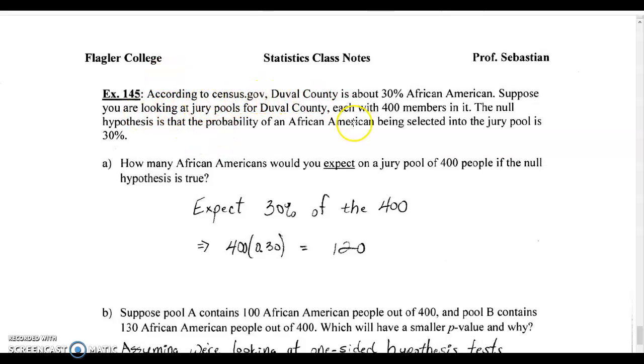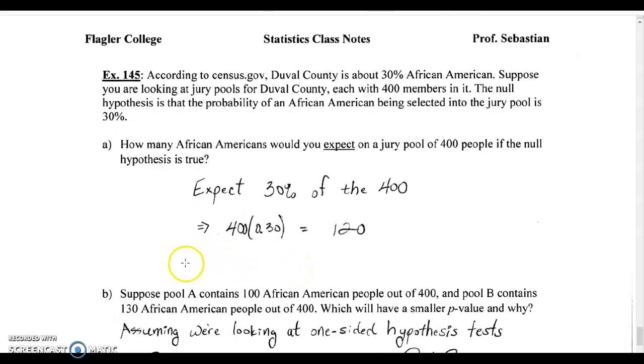According to census.gov, Duval County is about 30% African American. Suppose you are looking at jury pools for Duval County, each with 400 members. The null hypothesis is that if we're randomly picking everybody correctly, the probability of an African American being selected into the jury pool should be about 30%. So how many African Americans would we expect on a jury pool of 400 people if the null hypothesis is true? We would expect 30% of the 400, which is 400 times 0.30, or 120. So we should get around 120 African Americans in the jury pool if we're really representing the population correctly.